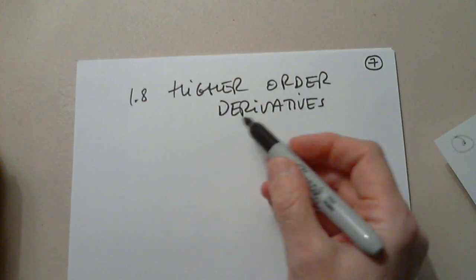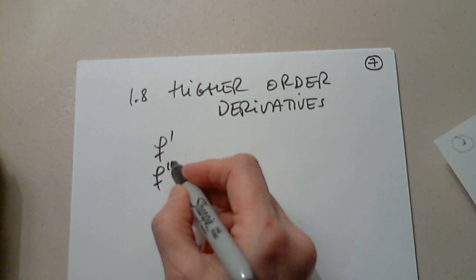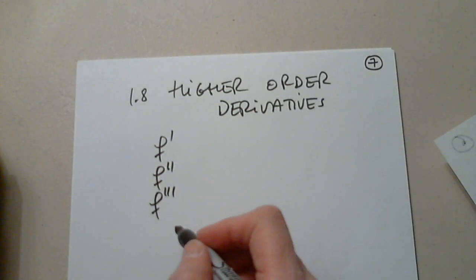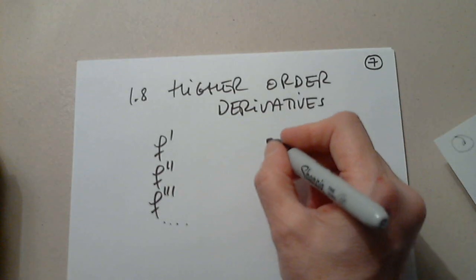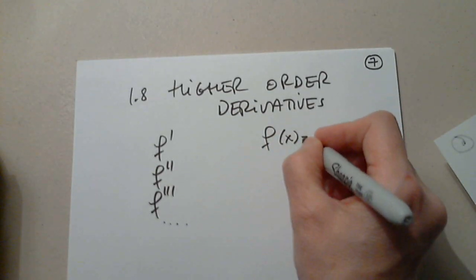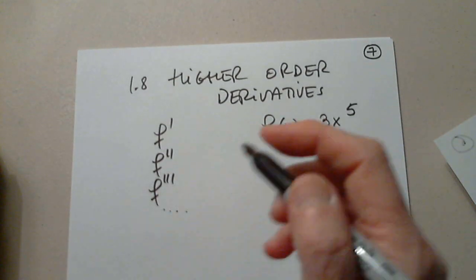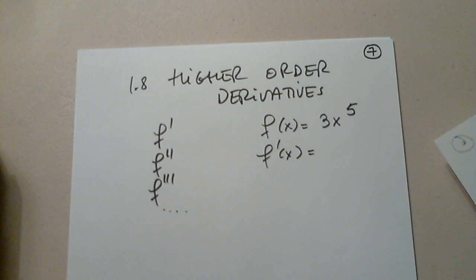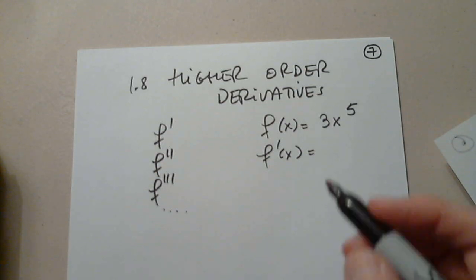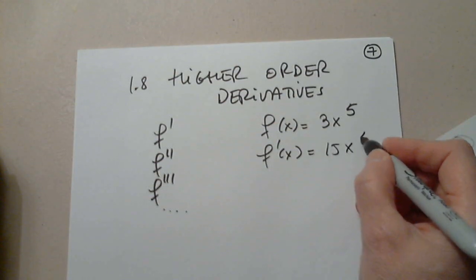Okay, what does higher order derivatives mean? Okay, this is the first, this is the second, this is the third, and so on and so forth. So if I have, let's say, f of x equals 3x to the 5th, and I want to find its derivative, can anyone give us the answer? 15x to the 4. Excellent.